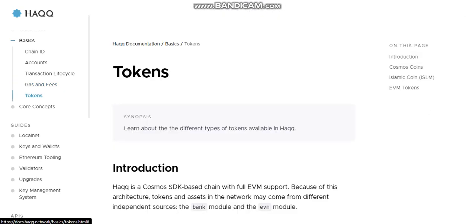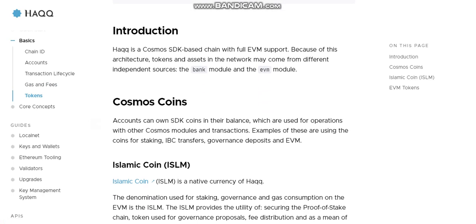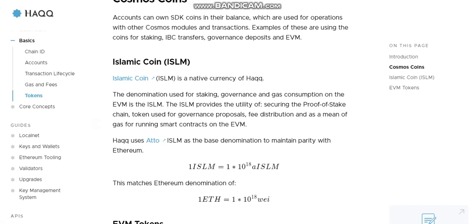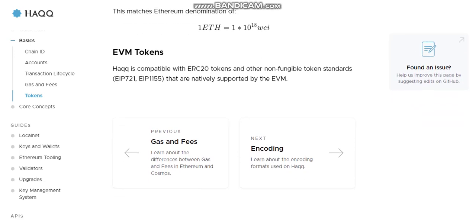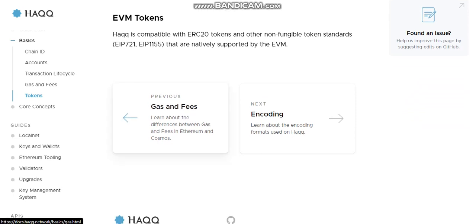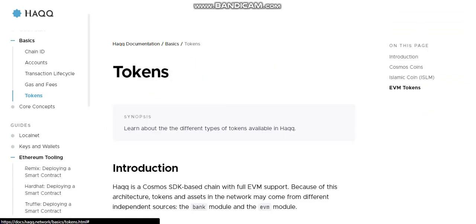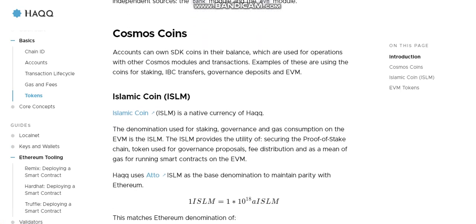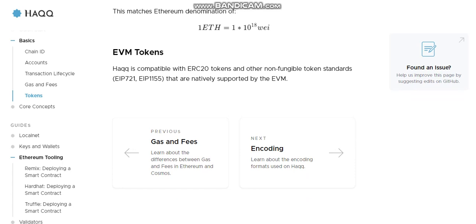Haqq exposes gRPC endpoints and REST for all the integrated Cosmos SDK modules, making it easier for wallets and block explorers to interact with the proof-of-stake logic and native Cosmos transactions and queries. The Haqq blockchain provides Ethereum developers with the ability to deploy their smart contracts to the Haqq EVM and get the benefits of a fast finality proof-of-stake, POS, chain.